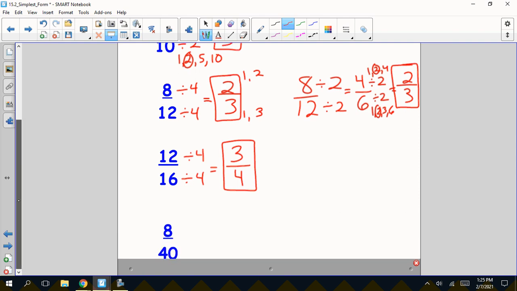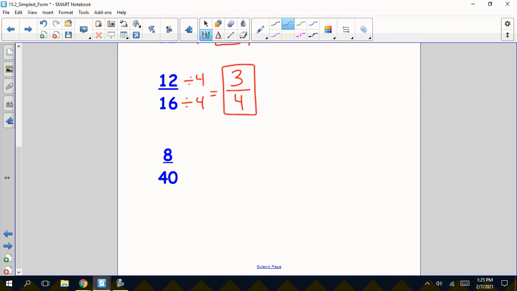Last example here would be 8/40ths. So sometimes you get really large fractions, like 8/40, or maybe it's 72/100. All you have to do is pick any number that they have in common and start dividing. Even if you can't think of the greatest common factor, you can find a number that they have in common. So in this case, I know 8 and 40 are both even. 2 goes into all even numbers. So I'm going to divide both of these by 2.